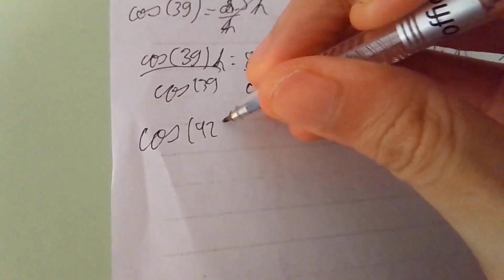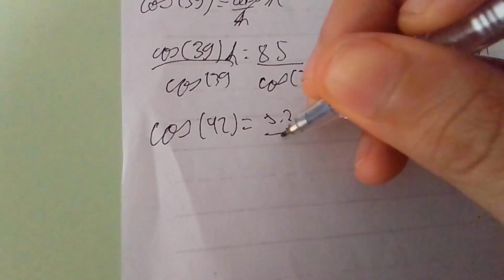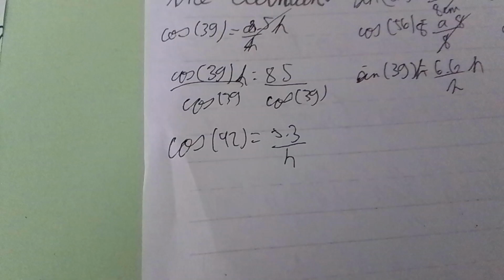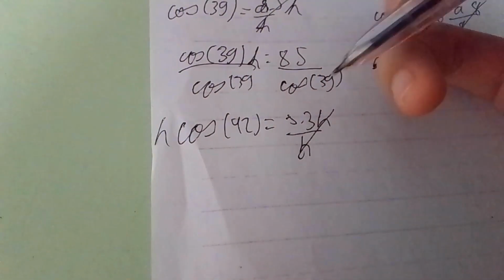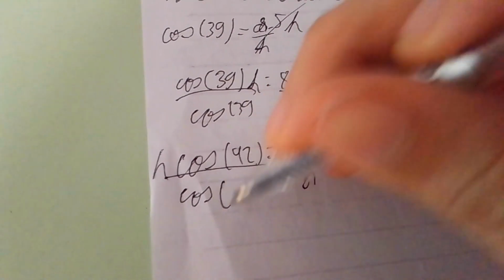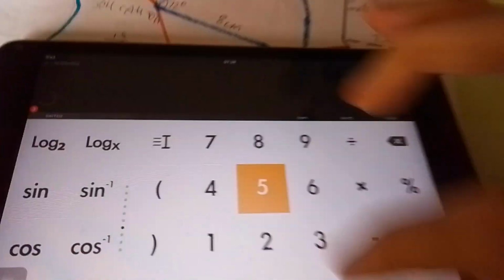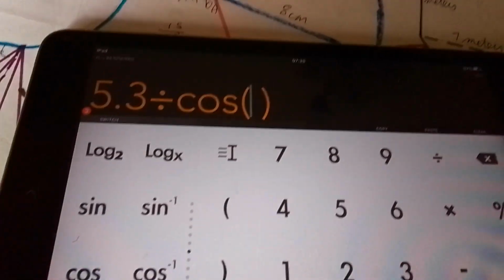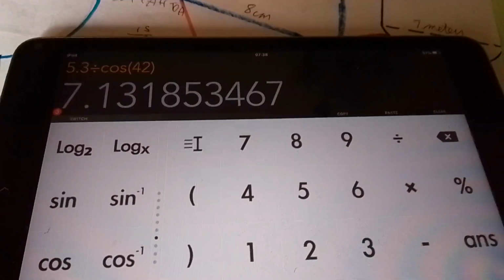or whichever angle you're using, like 42 degrees, is equivalent to the adjacent over hypotenuse. We do not know what the hypotenuse is, so you have to multiply both sides by the hypotenuse. So h times the cosine of 42 equals 5.3. We're going to divide both sides by the cosine of 42. So therefore, it's going to be 5.3 divided by cos, not the inverse, cos of 42. And you should get 7.13.